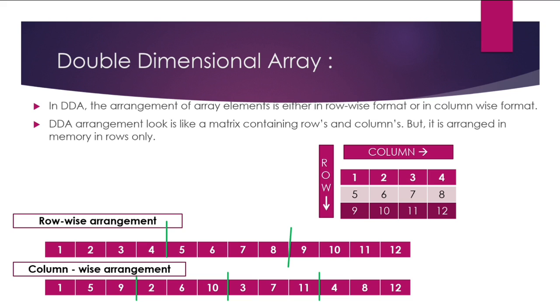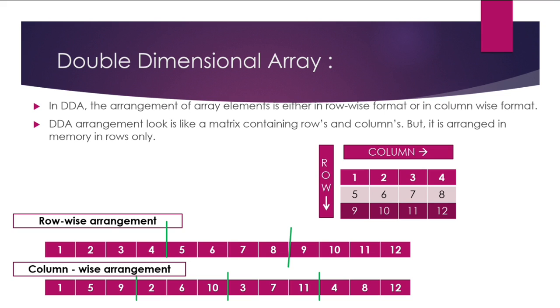something is different with the memory. In memory, it doesn't store in this format. It always stores elements row wise. Either you pick elements column wise or row wise, it doesn't matter, but memory stores every element row wise only. See the second point. A double dimensional array looks like a matrix, a combination of rows and columns, I told you, but it is arranged row wise only.